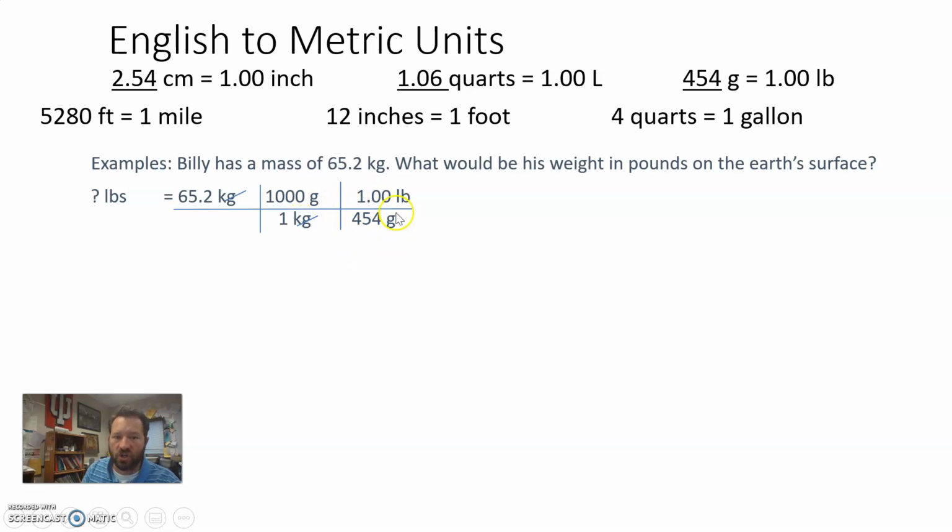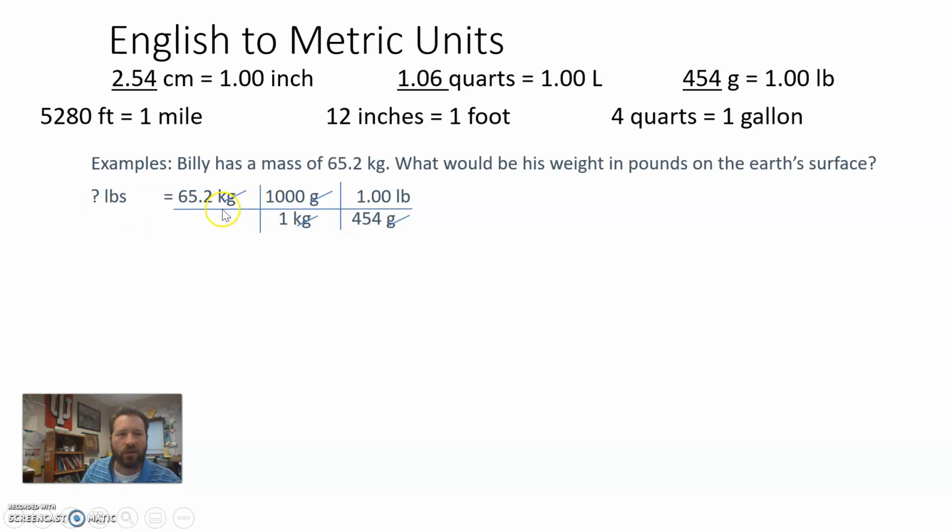Again, grams is going to go on the bottom. I need it to cancel out. So grams is on the bottom. Now it cancels out, and now I've successfully converted from kilograms to pounds. The only unit I have left is pounds, the old LB. That's what I wanted. It's why I set up the problem the way I did. And so there we go.